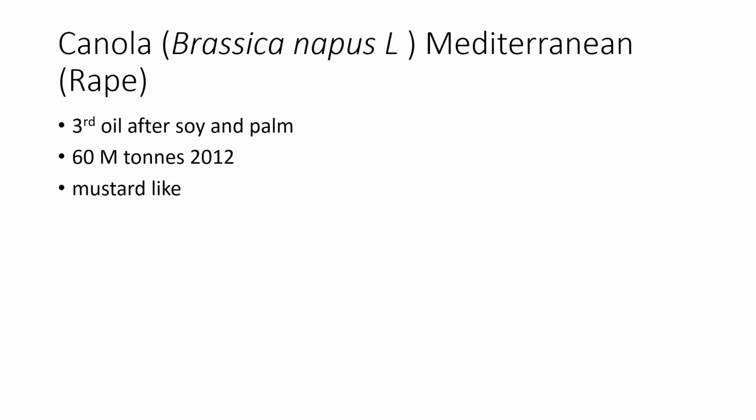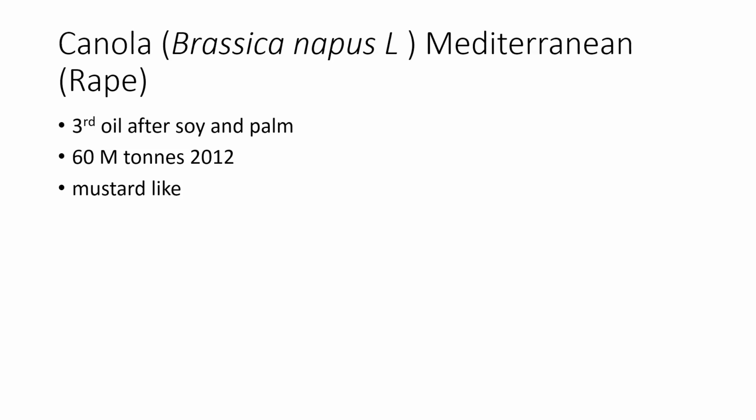Canola oil. Brassica napus. It is part of the Brassicaceae, which means it's related to a lot of the other brassicas, cabbage and cauliflower and things like that. It comes out of the Mediterranean. It is the third oil in terms of production after soy and palm oil. 60 million tons of seed were produced for canola oil in 2012.